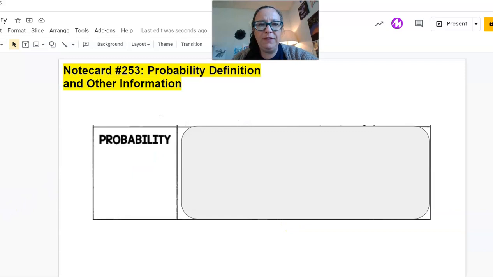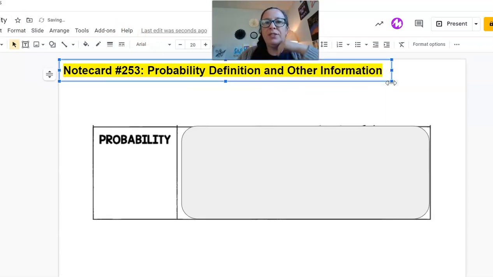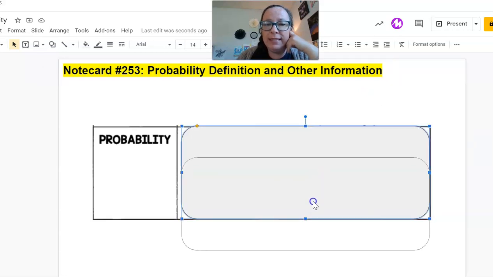All right, note card 253. A probability definition and some other information. Okay, so let's make it a little bigger. So we talked about some simple probability definitions of experiment, outcome, and sample space, but now what does probability really mean? What is it?